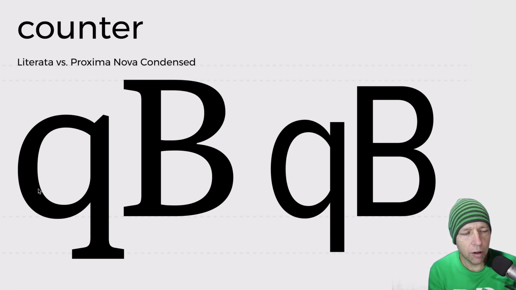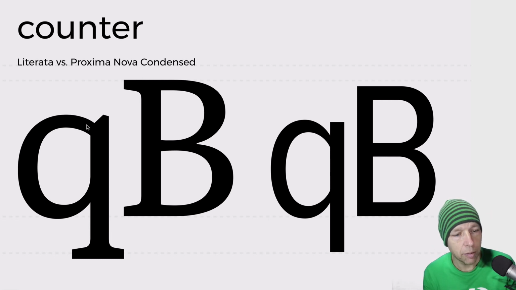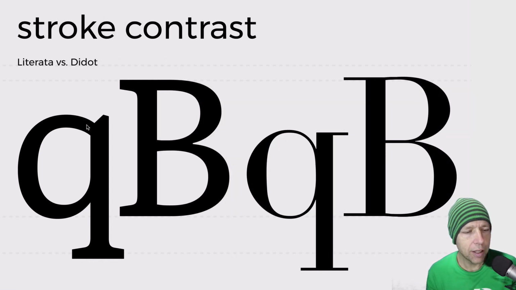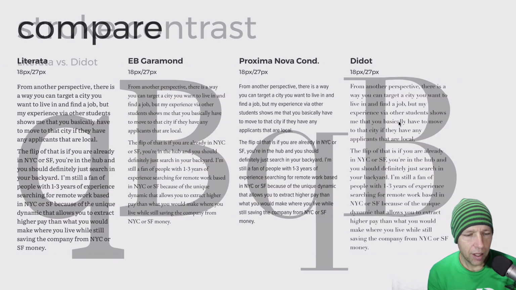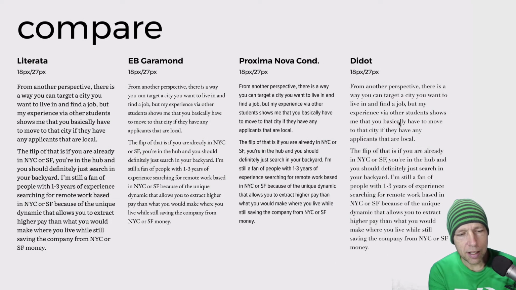We want those larger open counters. So here with Literata, we have that, where we don't have it with Proxima Nova condensed. We might have it with the regular Proxima Nova, but not with the condensed. Finally, stroke contrast. And we said we wanted a medium stroke contrast. Anything is going to be better than a very high stroke contrast, which is what we have here. I want to take a look at these examples in use. And here we have them at 18 pixels in size.